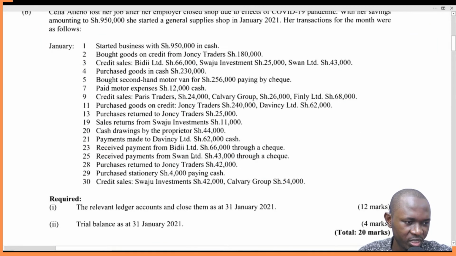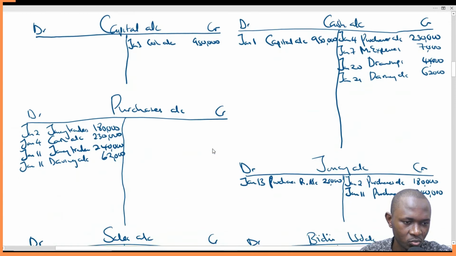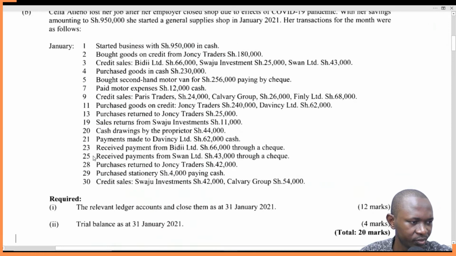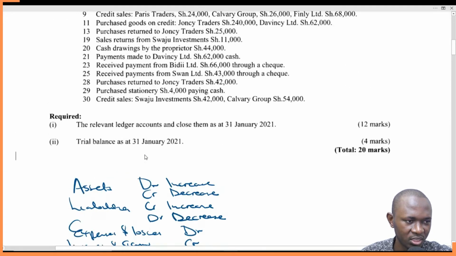Received payment from BD Limited, 66,000 through a check. So BD Limited paid us 66,000 by check. Let's get the date, sorry. 23rd. The two accounts here are BD Limited and bank account, and the date is 23rd. The amount is 66,000.